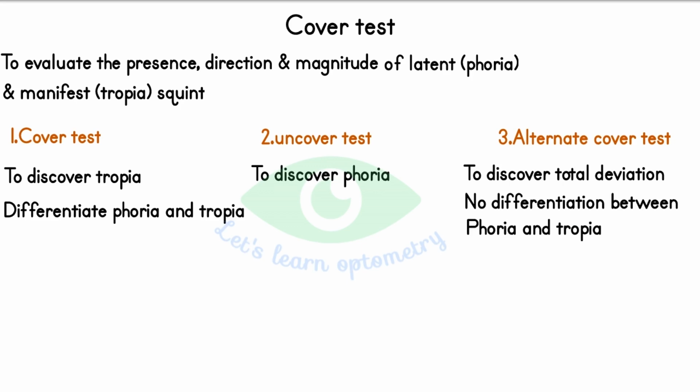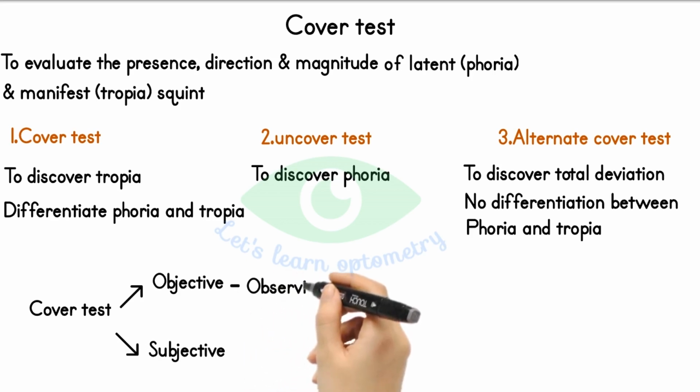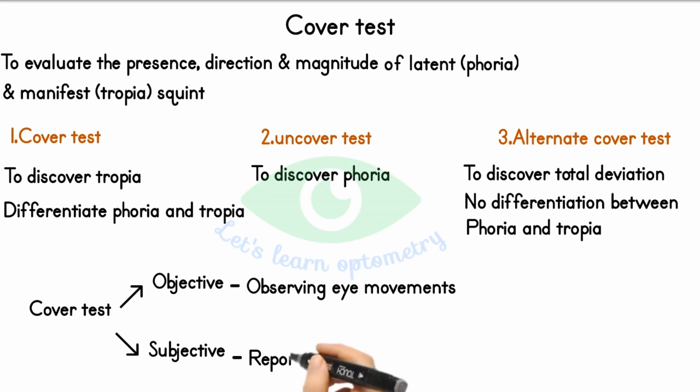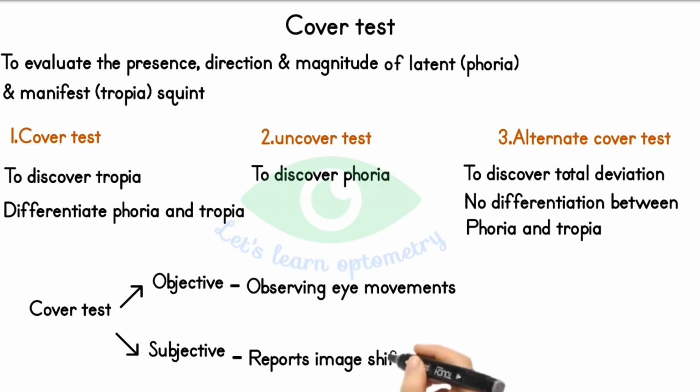Some practitioners prefer uncover test, whereas others prefer alternate cover test to discover phoria. I personally feel that uncover test is easier to perform than alternate cover test. We also have objective and subjective cover test. In objective cover test, the examiner observes the eye movement of the patient, but in subjective cover test, we interpret based on the direction of the image shift as said by the patient. We commonly do objective cover test. We will see subjective in a separate video.